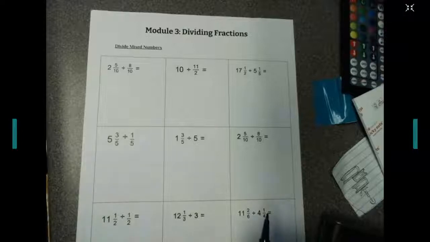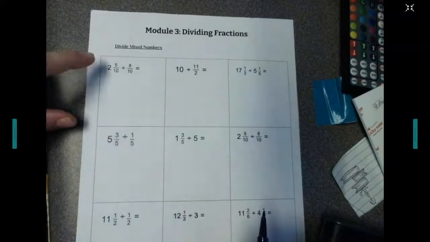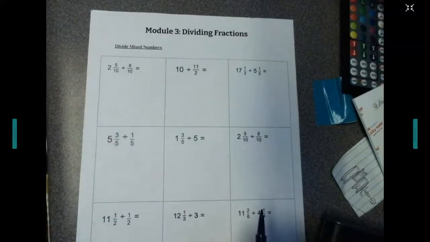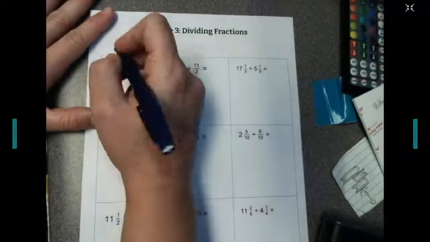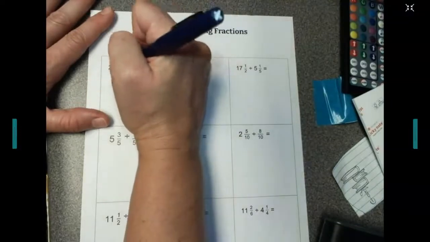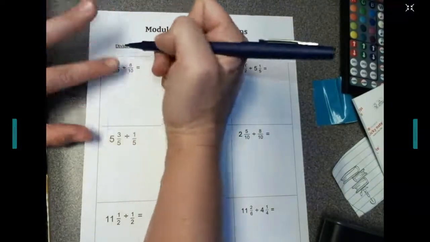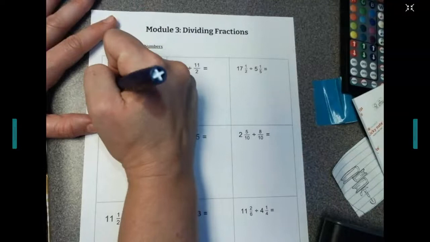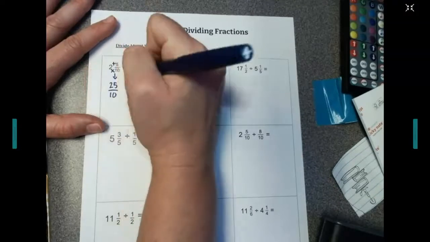Okay, this is our last dividing fractions of this module, and we're throwing in mixed numbers today. To be able to do this, we need to change those mixed numbers to improper fractions, and we have talked about that on the very first 2 days of this module. So remember, we take the bottom number and multiply it by the outside, so that's 20, and then we're going to add the top, so that's 25. We're going to bring that down. We have 25 over 10.